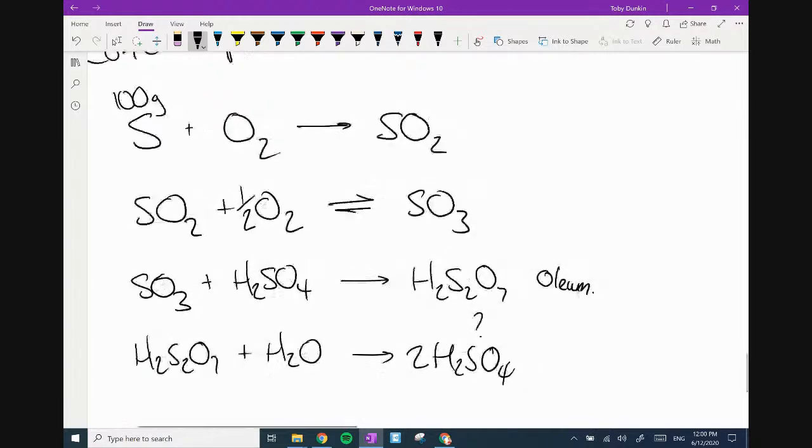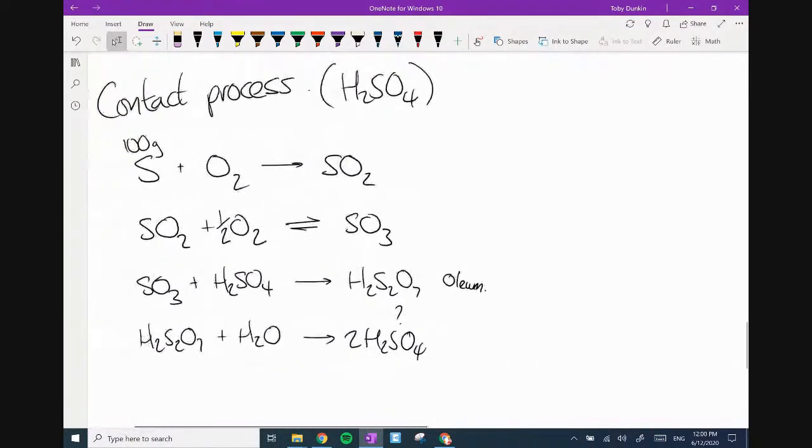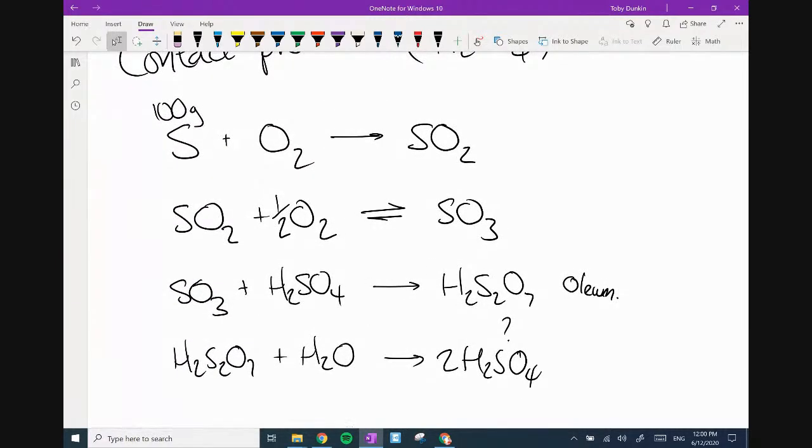So this is now just me doing multiple equations in reacting mass. And the great thing is you don't need to worry about it. It just requires a little bit of understanding. So what everyone would agree with, the first thing I can do is calculate moles of sulfur. So number of moles is grams over Mr, and I've got 100 grams of sulfur.